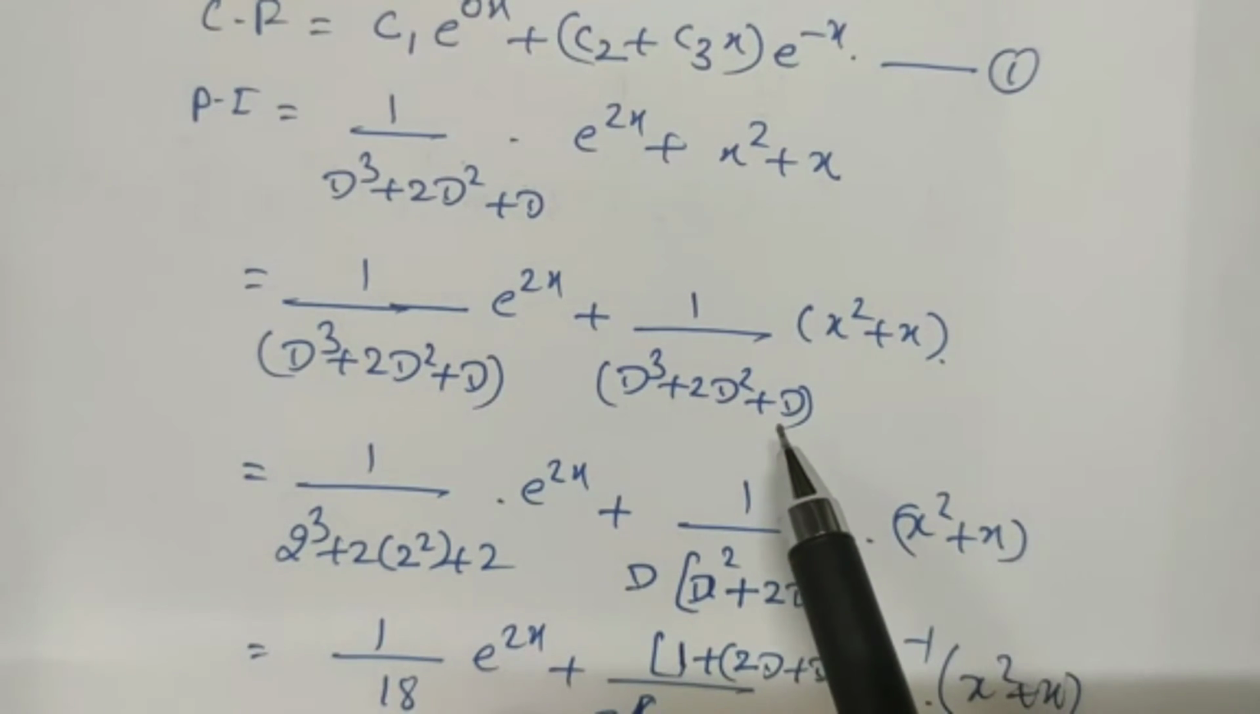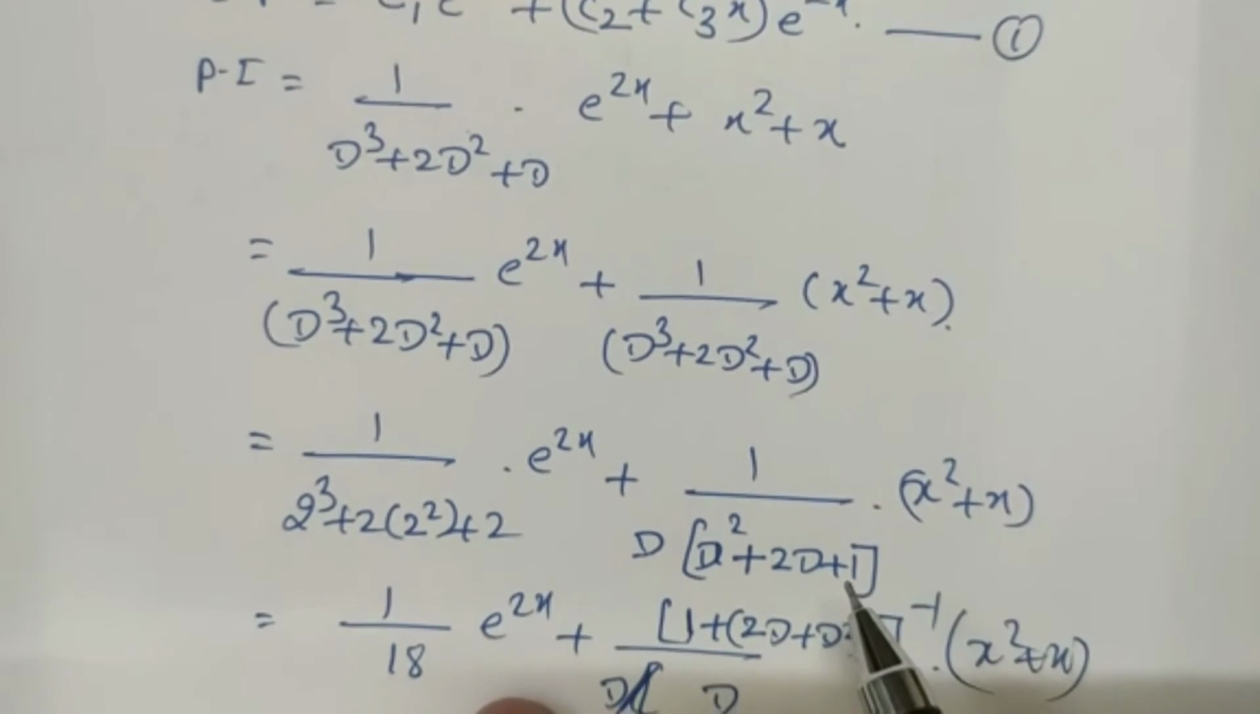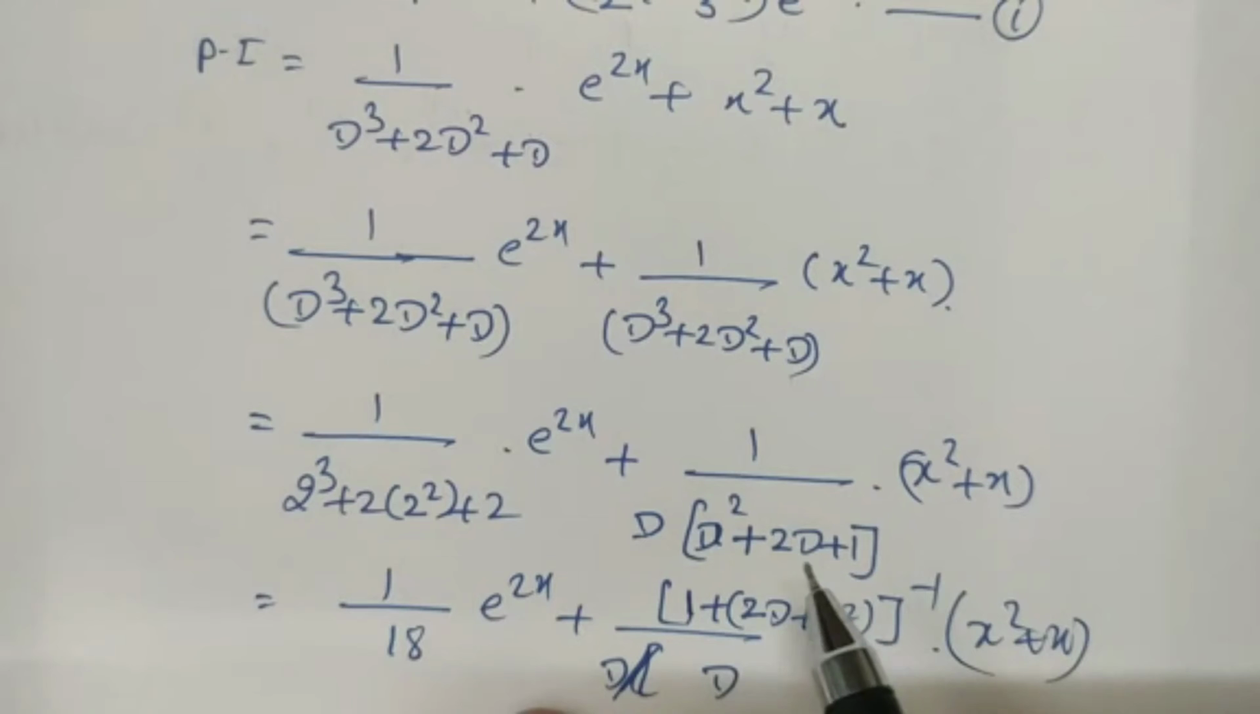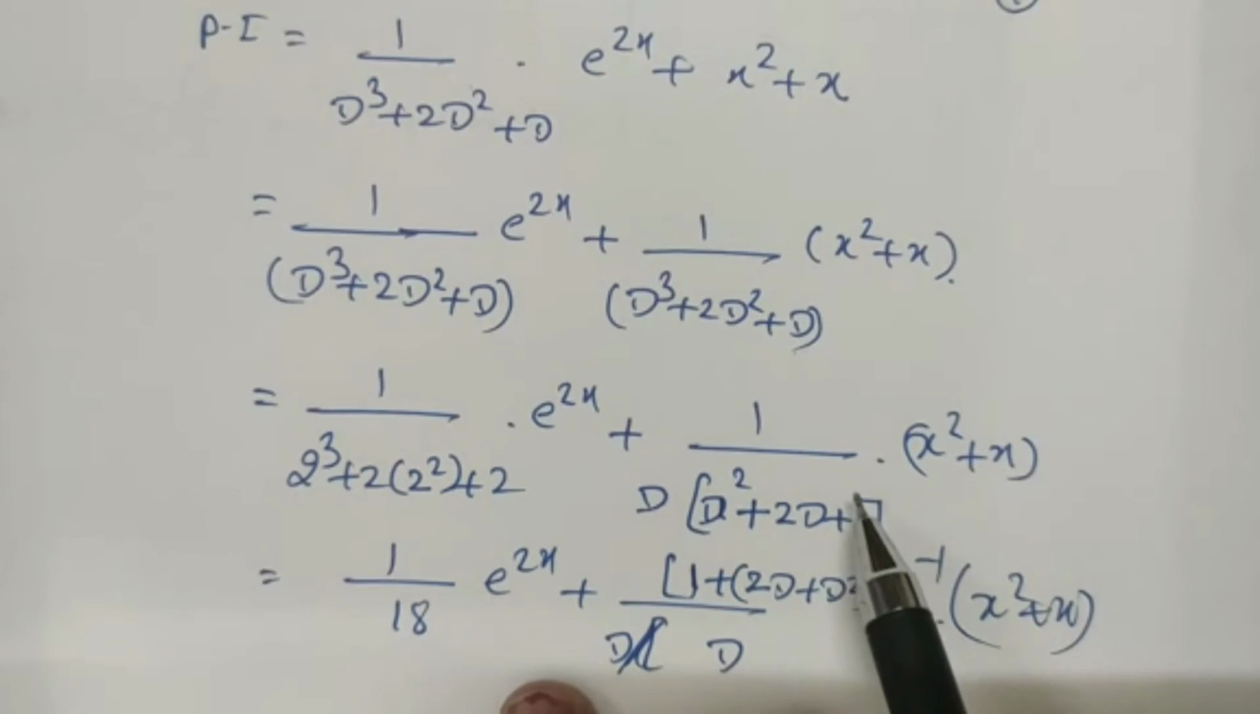I told you, you have to take the least degree term of the denominator as common. Here d is the least degree term. I have taken d common, so it will become d square plus 2d plus 1. So we can arrange this as 1 plus 2d plus d square and take this in the numerator. Keep this d in the denominator and take the remaining term in the numerator.